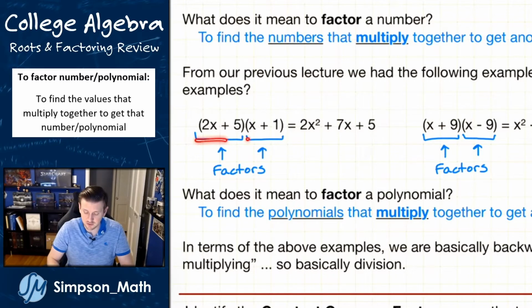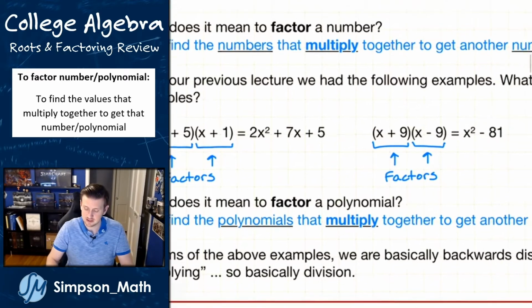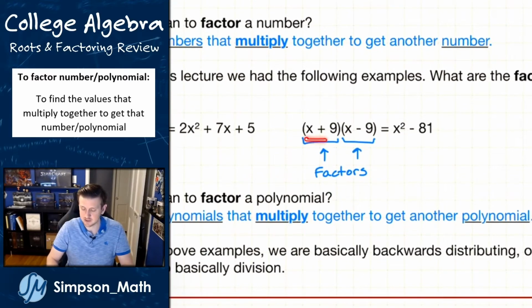So these two items, 2x plus 5 and x plus 1, are multiplying together to get that polynomial, that trinomial. These are factors. Same thing over here. If I have x plus 9 times x minus 9, well, that's x squared minus 81.